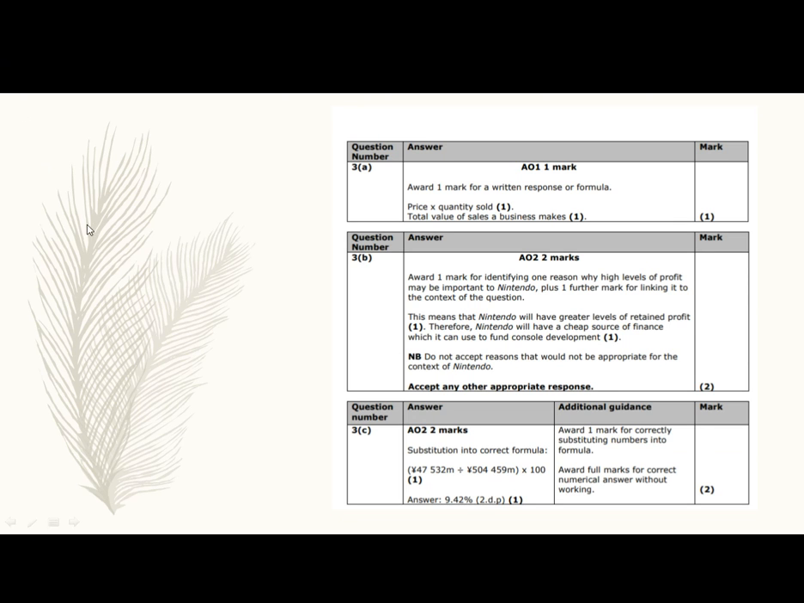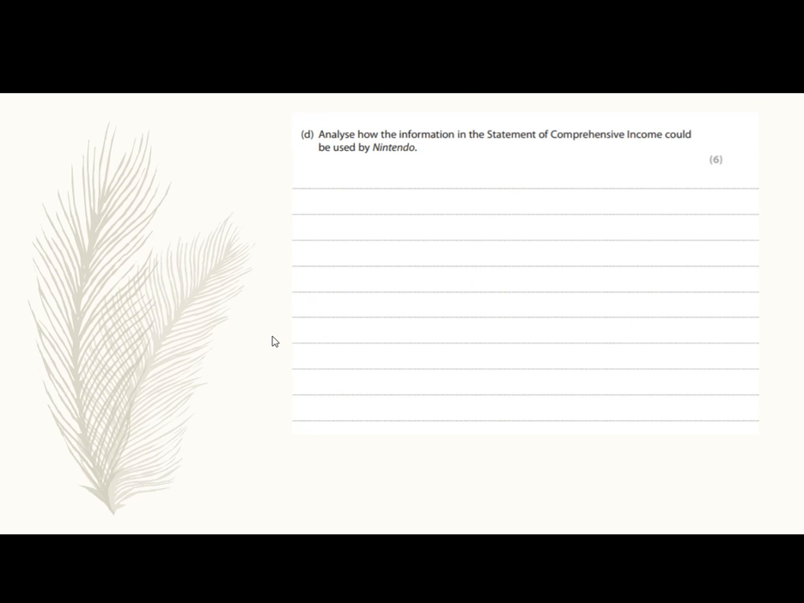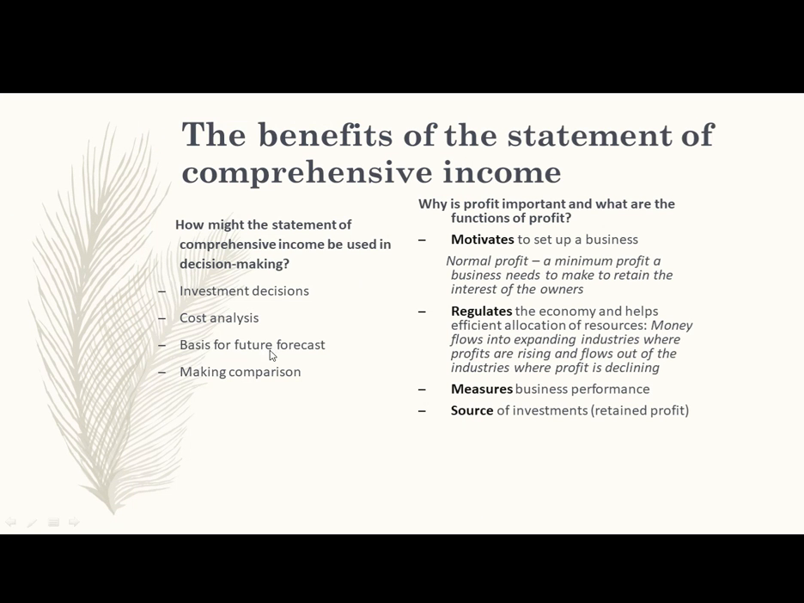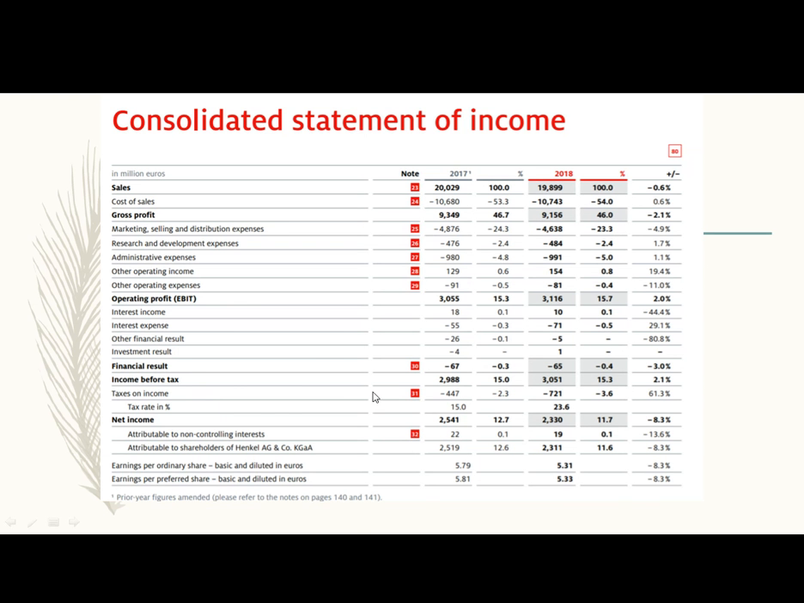Next one. Yeah, so here you can put it on pause and look at the mark scheme provided by exam makers for examiners. The trickiest one, analyze how the information in the statement of comprehensive income could be used by Nintendo. Okay, so here, take your time, try to remember different benefits of statement of comprehensive income. As for me, I would talk about cost analysis. As for you, you can talk about investment decisions or comparison or basis for future forecast, but I prefer cost analysis.